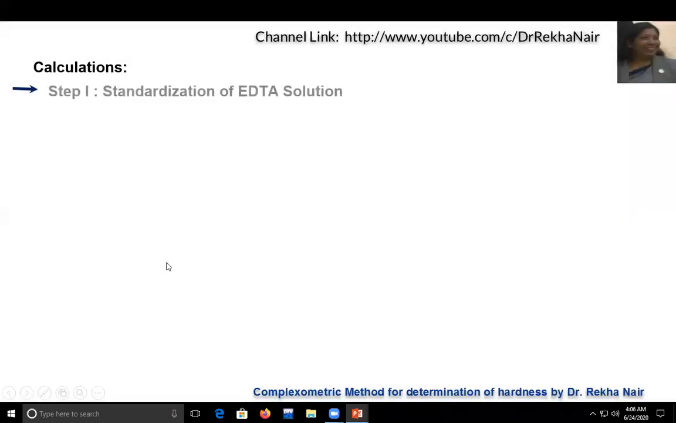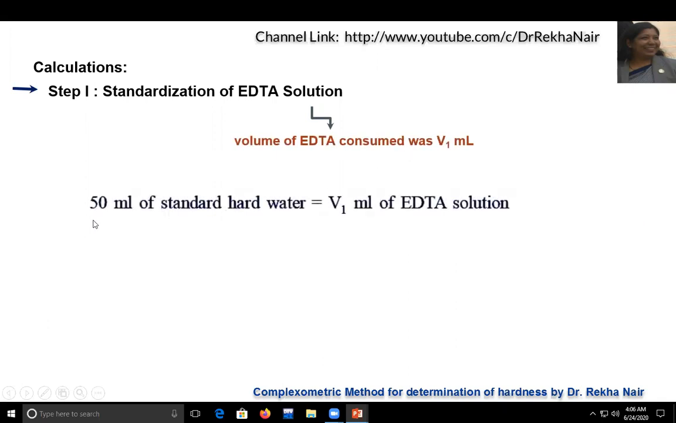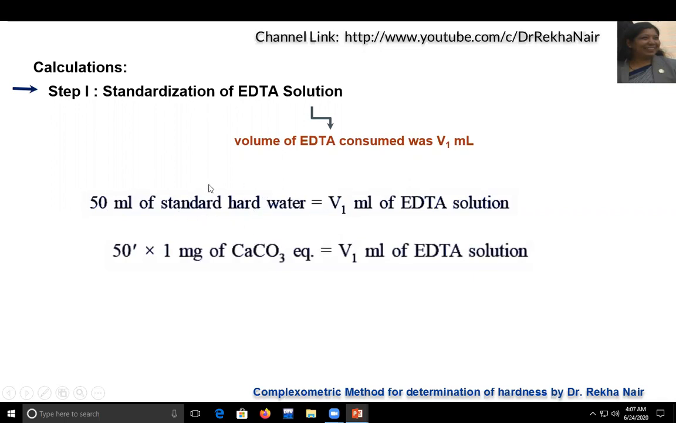Now let us do the calculation part. For the standardization, at first we did the standardization of EDTA and the volume was V1 ml. So 50 ml of standard hard water was taken and V1 was the reading of EDTA consumed. We know that standard hard water contains 1 gram per liter of calcium carbonate, or 1 milligram per ml of calcium carbonate. So in 1 ml there is 1 milligram of calcium carbonate.